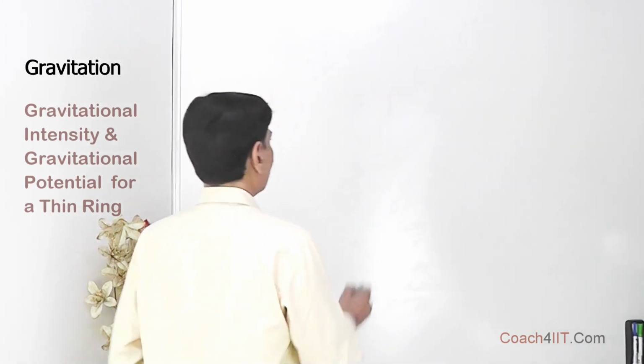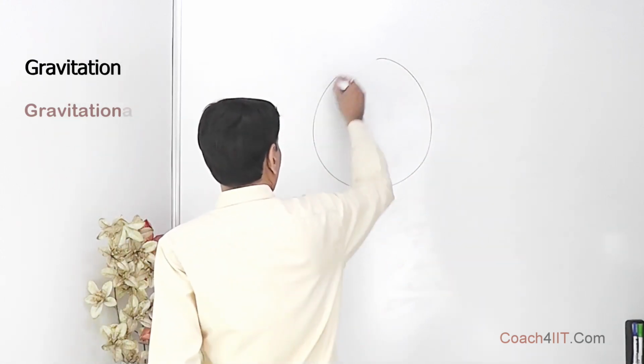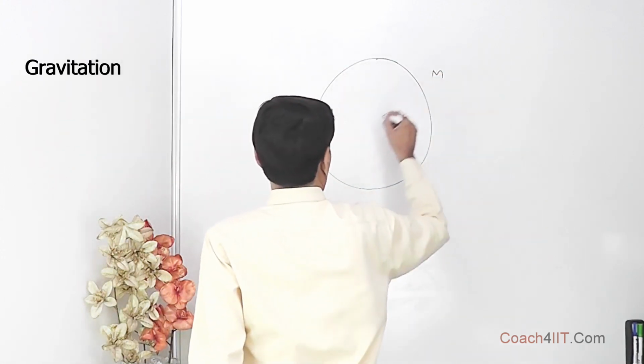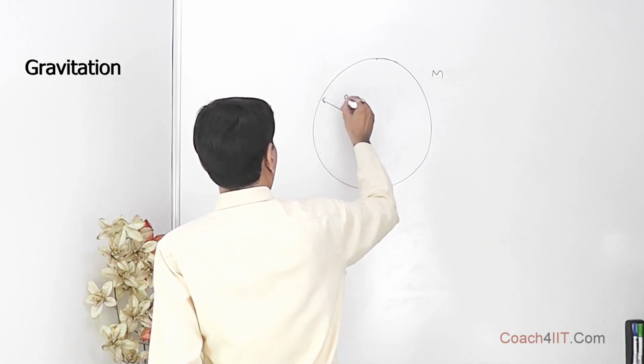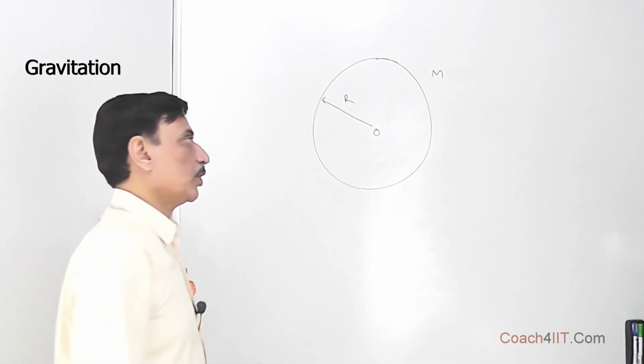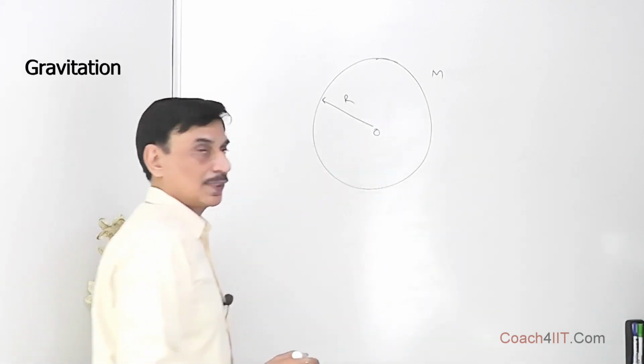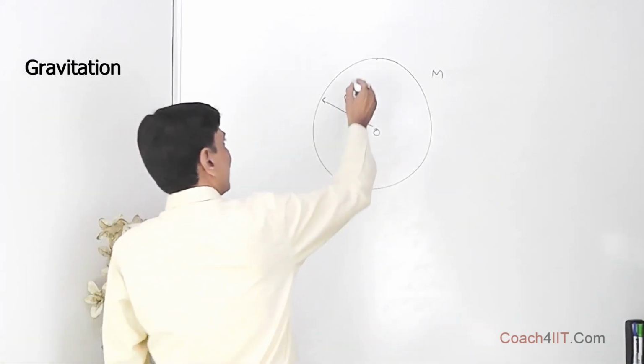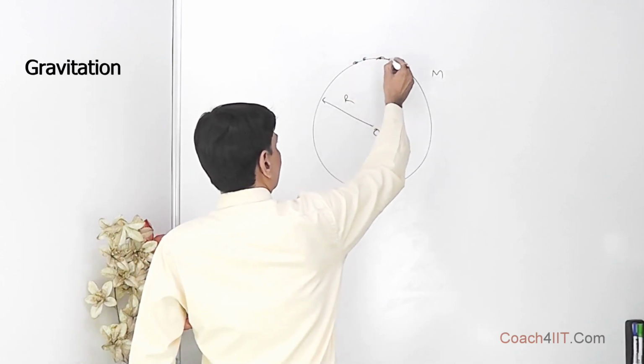Find the gravitational field intensity and gravitational potential because of a very thin ring at the center of this ring. So we take this ring, a very thin ring of mass m and radius capital R, and we are interested in finding the gravitational potential at the center. So what we do is we break this into small pieces of masses.